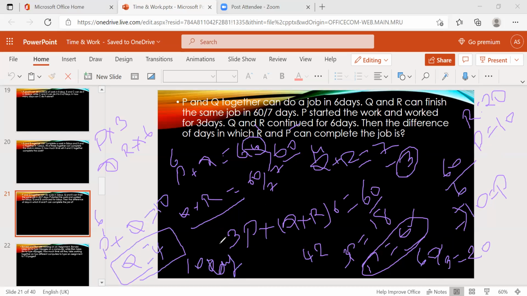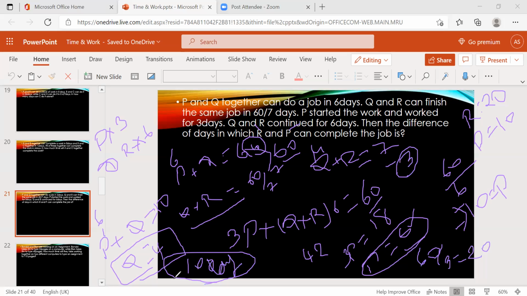Interesting question. Just recap this question one more time. First, what they're asking to find is P plus Q. P and Q together can do a job in 6 days. Q and R can finish the same job in 60 by 7 days.